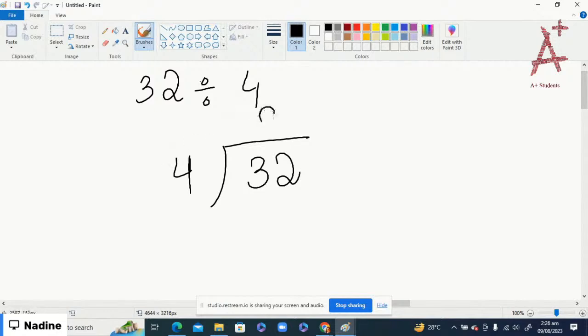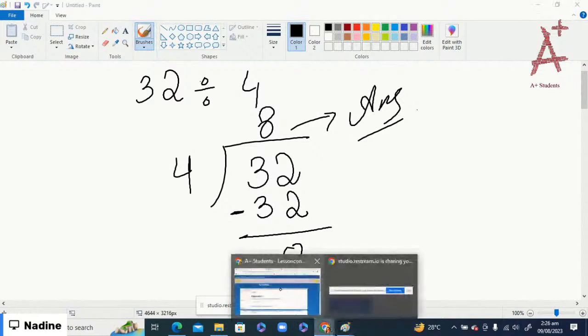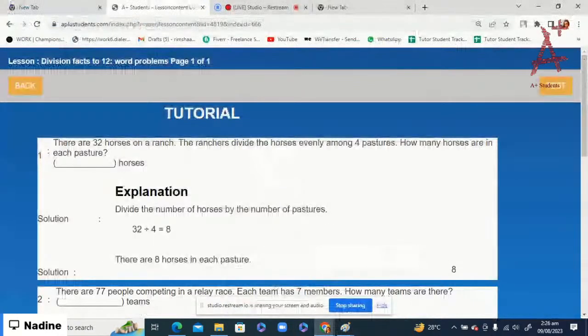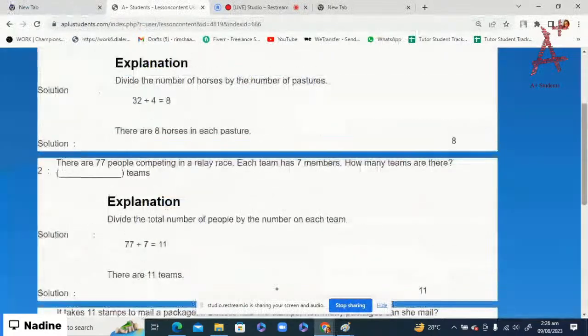So 4 times 8 is 32. Now let's subtract 32 minus 32. Here is 0. So this 8 is your answer. So for the 32 horses on a ranch, because they are divided among 4 pastures, how many horses are in each pasture? 8 horses are in each pasture. Okay, let's do one more question for that.